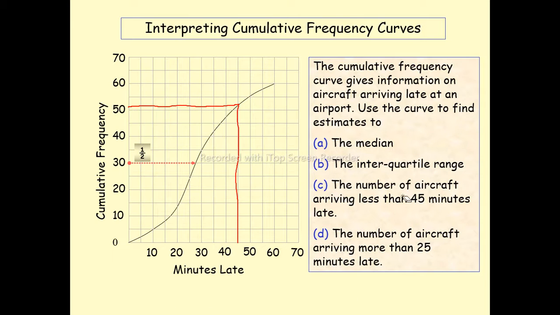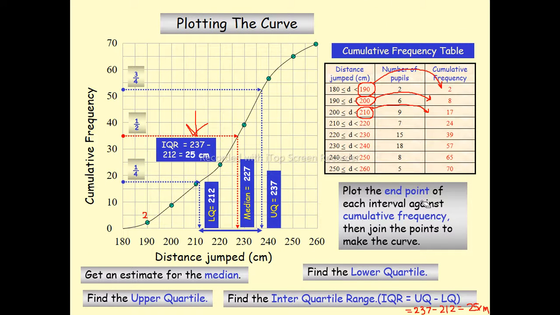Now, the question asks for the number of aircrafts arriving less than 45 minutes late. So it's the same thing with this. If I say I want the number of students who got less than 210, it's the same thing. I just add up. So you added them. Right? If I say I want the number of students who got less than 220, what would my answer be? 24. So I'm gonna add 7, 9, 6, and 2. What if I say I want the number of students who got less than 230?